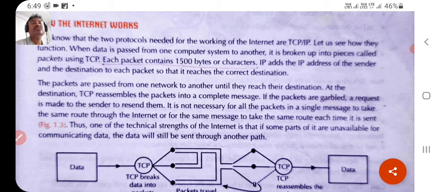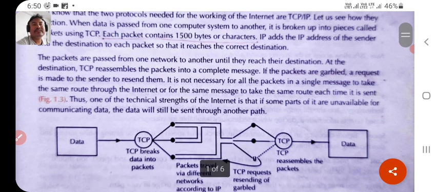But it is not possible to send all data together. So it is broken into pieces and made into packets, and each packet can carry 1500 bytes or characters. And when it is sending through the network, if it is not possible to send in one route, then it can be sent via a different route of data.